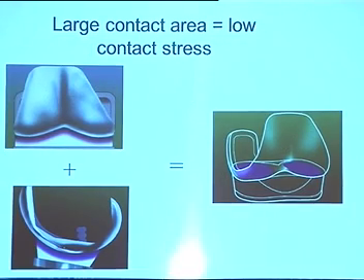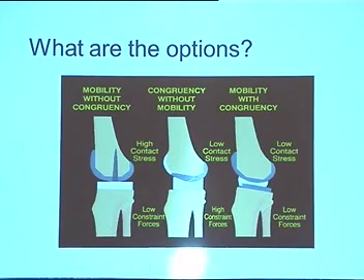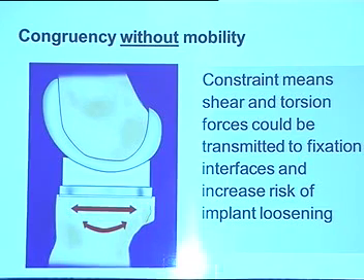We have a large contact area here, and we talk about low contact stress then. What are the options? You could have any number of options: mobility with congruency, mobility without congruency. So you have to either reduce something to get something more. There is a balance between these two.